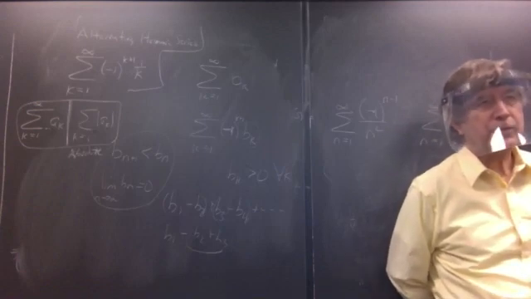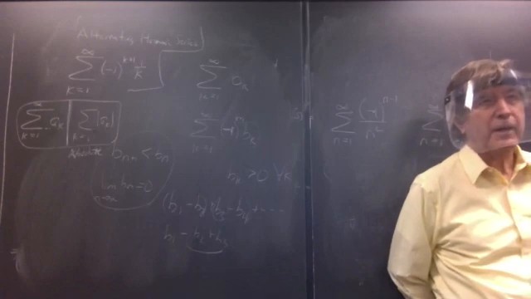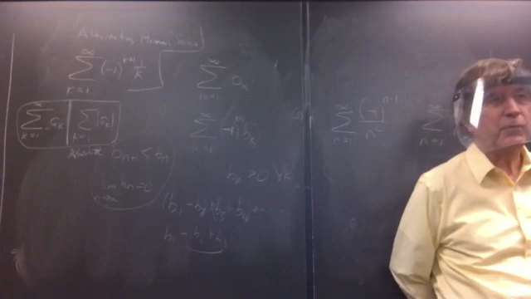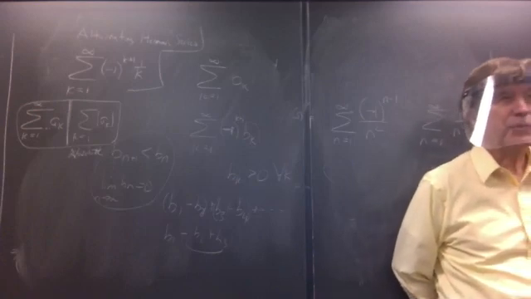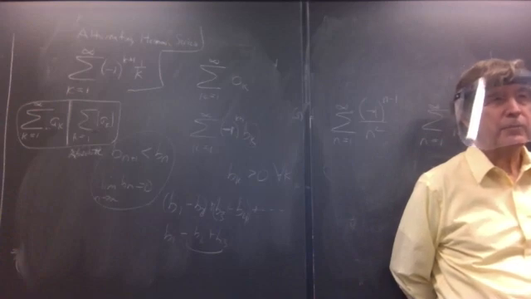If the original series is replaced by the absolute value series and the absolute value series is convergent, we say the original series is absolutely convergent. So we have two new terms. We have a series, it converges or diverges. We know that already.